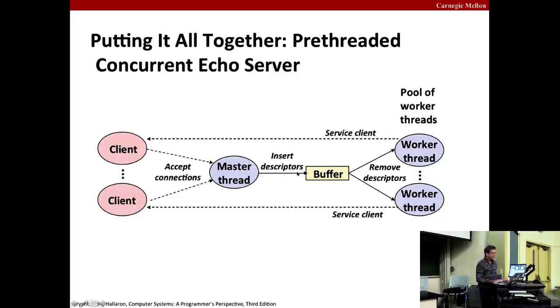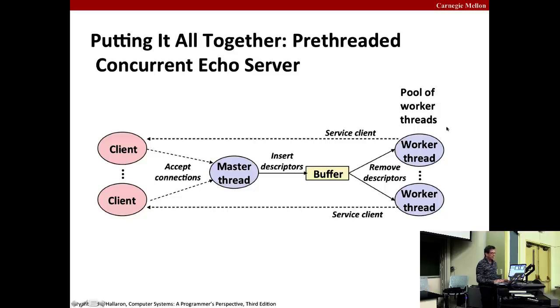So the master thread repeatedly accepts connection requests and inserts the corresponding connected file descriptor into the buffer. Now, each worker thread waits for items, which in this case are descriptors. The worker threads are all waiting for items to appear in this buffer. When an item appears, one of the threads will remove that item and then use that descriptor to interact with the client over the connected file descriptor associated with the connection that exists between the client and the server.